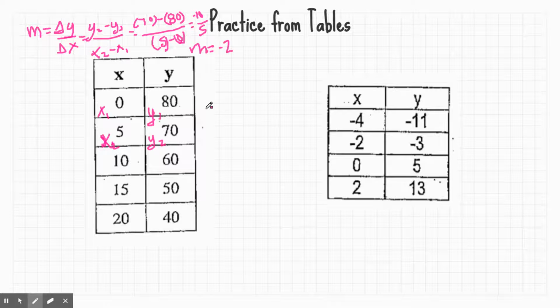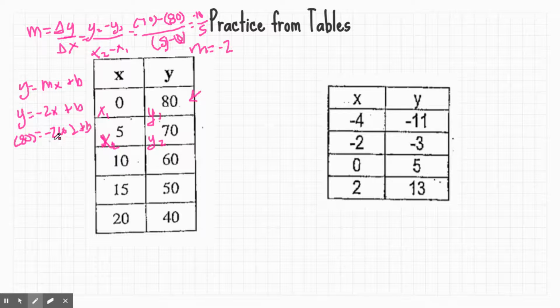So now I need to find my y-intercept. Okay, so I can do it by plugging it in. y equals mx plus b. I'm going to plug in my negative 2, so y equals negative 2x plus b. I'm going to go ahead and plug these 2 points in, 0 and 80. So that gives me 80 equals negative 2 times 0 plus b. Negative 2 times 0 is 0, so that's 80 equals 0 plus b. 0 plus b is b, so I have 80 equals b. So that means that my y-intercept is 80.